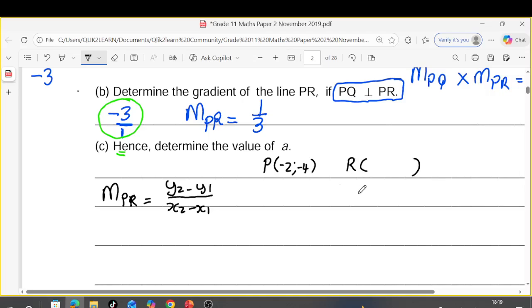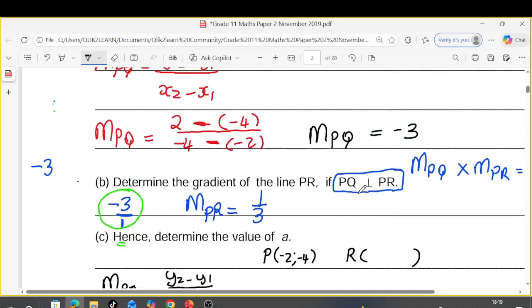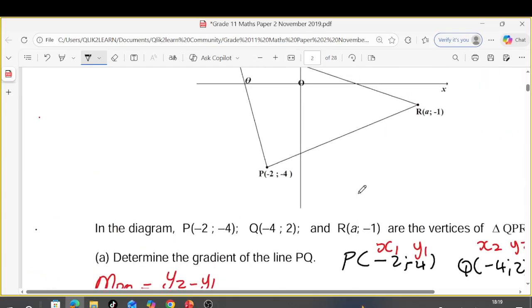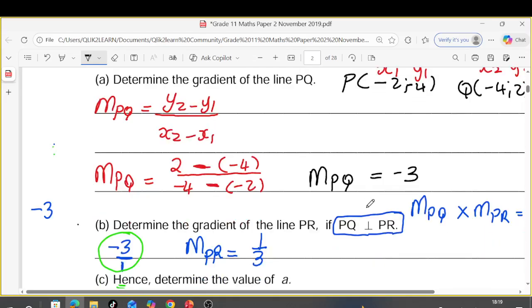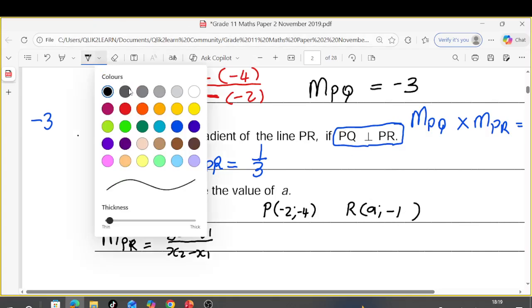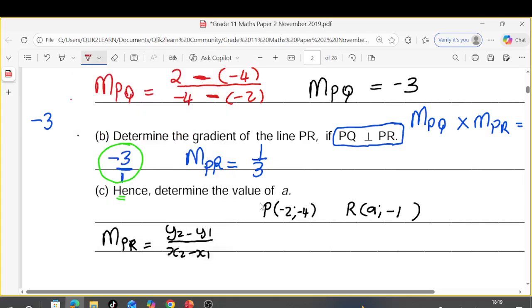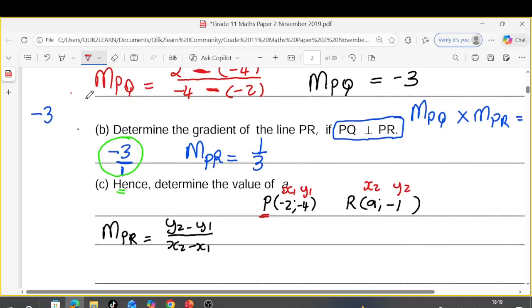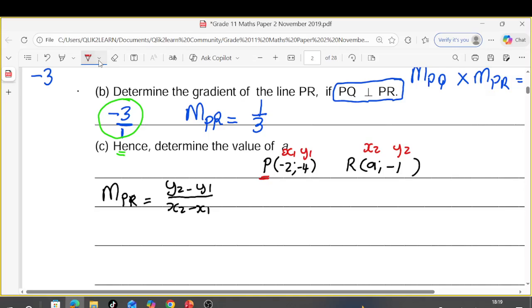Then let's go and check the value of R. R is A and minus 1. So I'm going to substitute R as A and minus 1. Why are we doing this? Because I don't want you to make mistakes when you substitute. Remember, P is our first point, which will make this x1, y1. R is our second point. This will be x2, y2. So it's easy for you now to substitute on the equation.